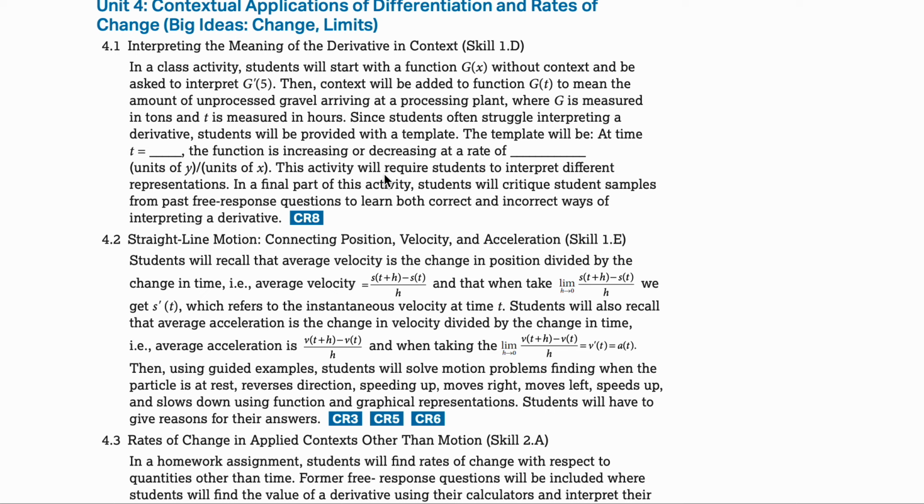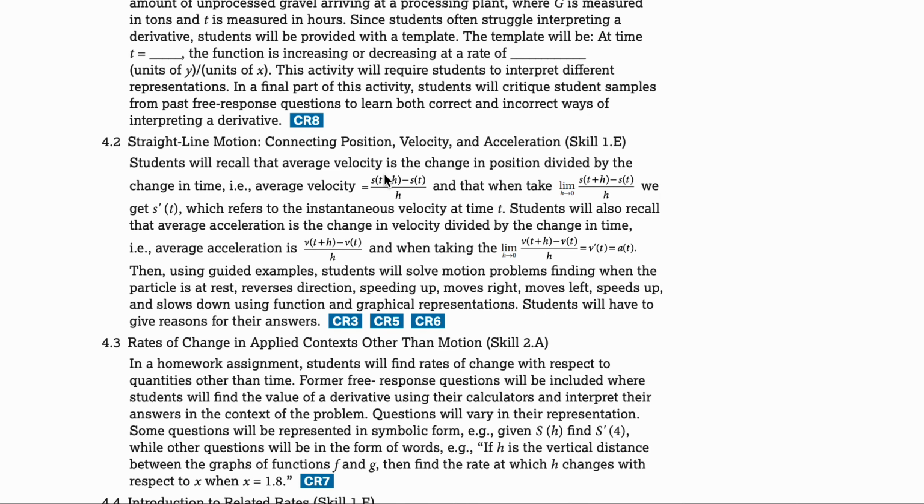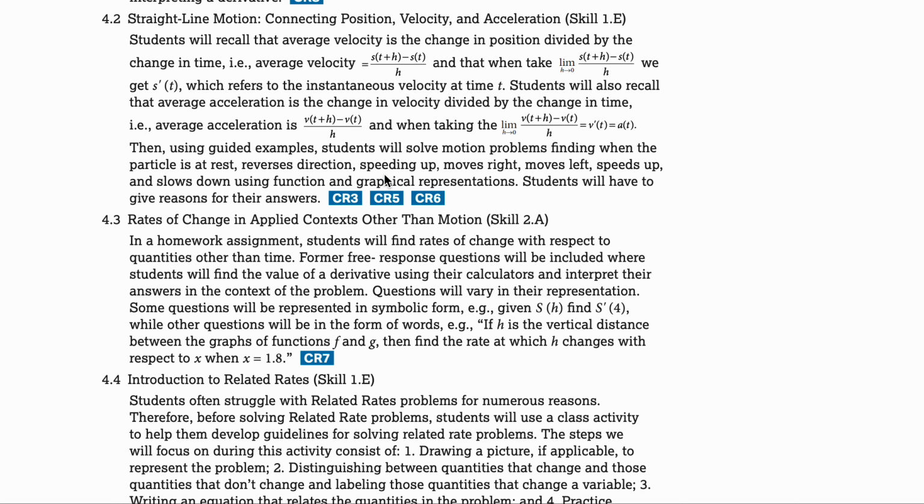All right, and then unit 4, this is where you get into applying all of those concepts and rules that you've learned. So this is where we typically introduce position, velocity, and acceleration graphs and learn about things such as average velocity, average acceleration, and also how to read those graphs.